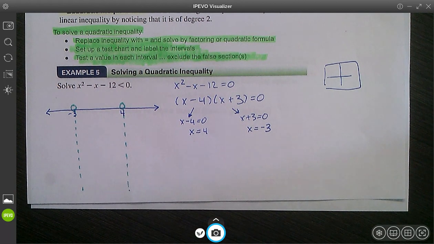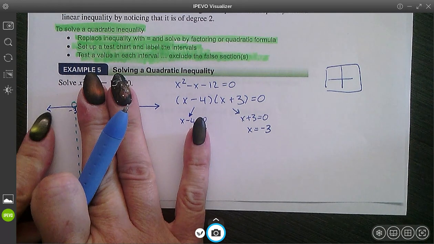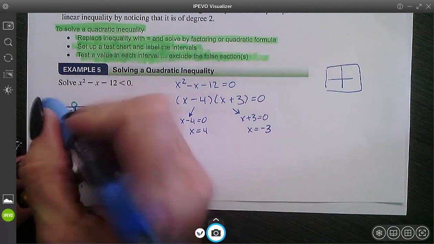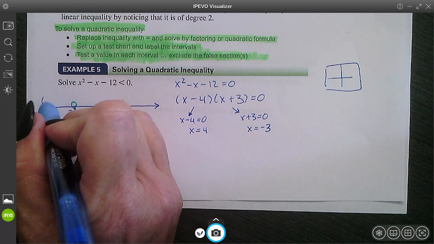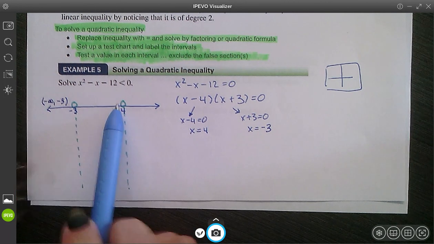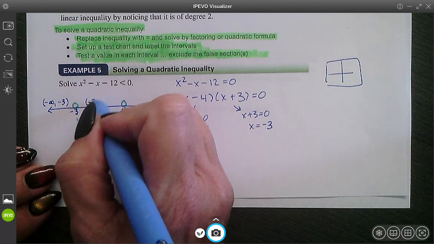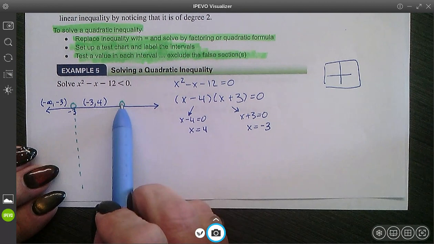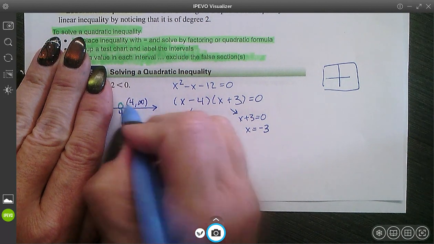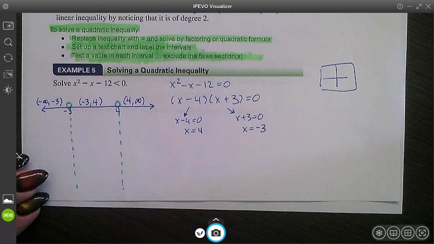The intervals that go with each section, just imagine that I had this shaded. Left to right would be negative infinity on the left and negative 3 on the right with an open circle, so that will be a parenthesis. So this interval will be negative infinity to negative 3. This interval here will go from negative 3 to 4. Since it's open circles on both ends, they will be parentheses. And then this interval, left to right, starts at 4, ends at infinity. So the solution to this inequality is going to be some combination of these intervals.